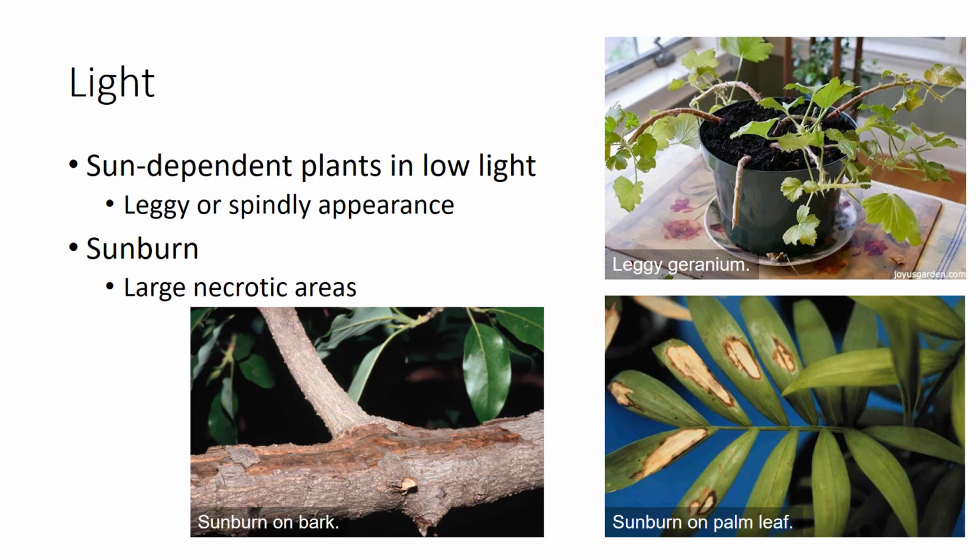Each plant species has a light preference. Some plants thrive in shade, while others require full sun for optimal growth. Sun-dependent plants grown in a low-light regime produce less chlorophyll and develop a leggy or spindly appearance because the stem length between internodes becomes longer than normal. This is often a problem with houseplants that do not receive enough light.